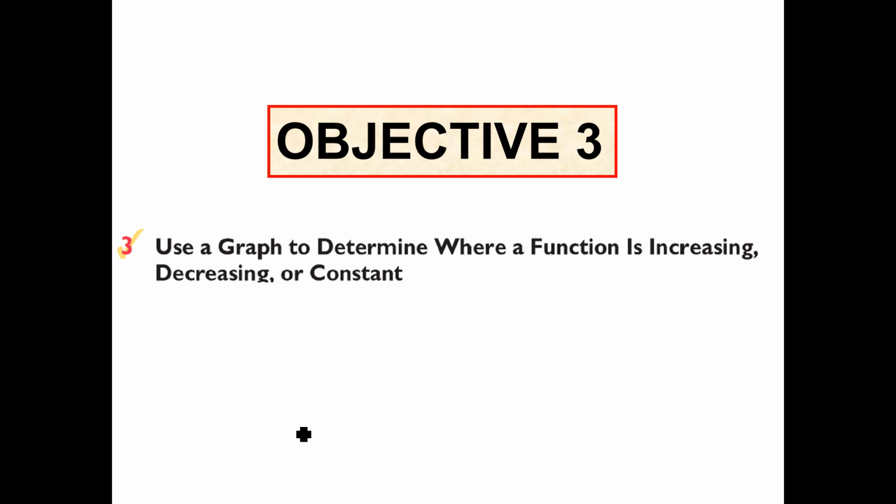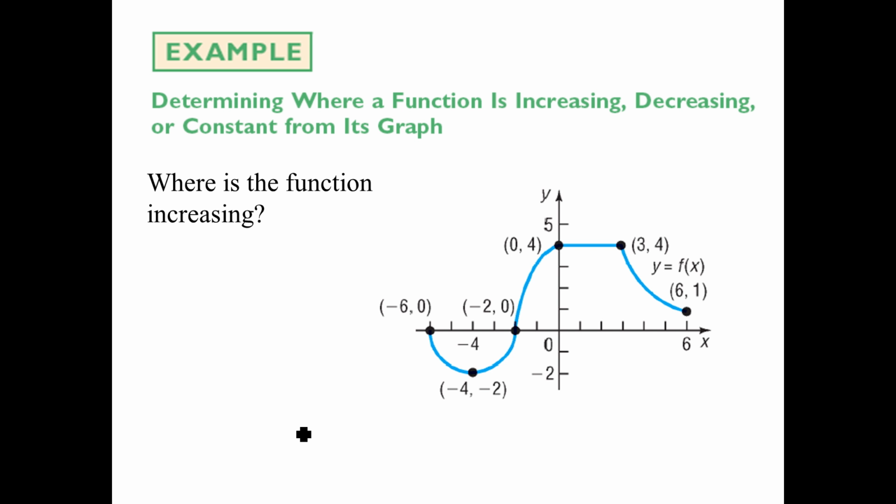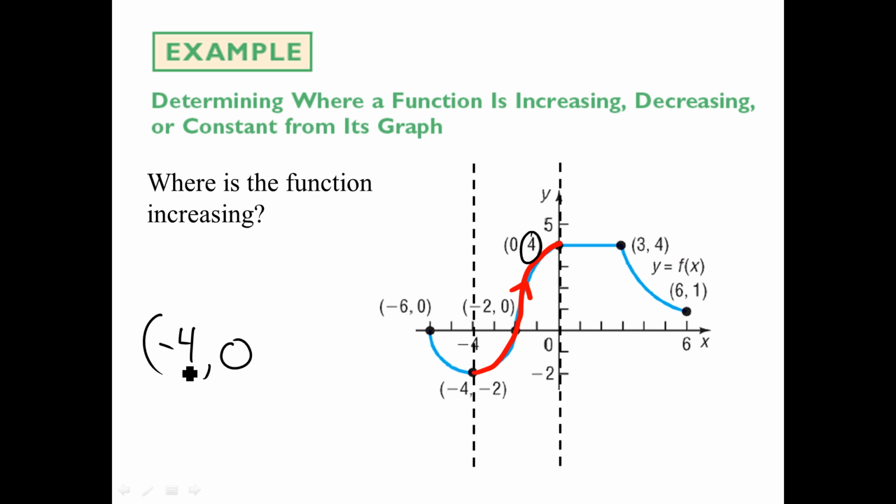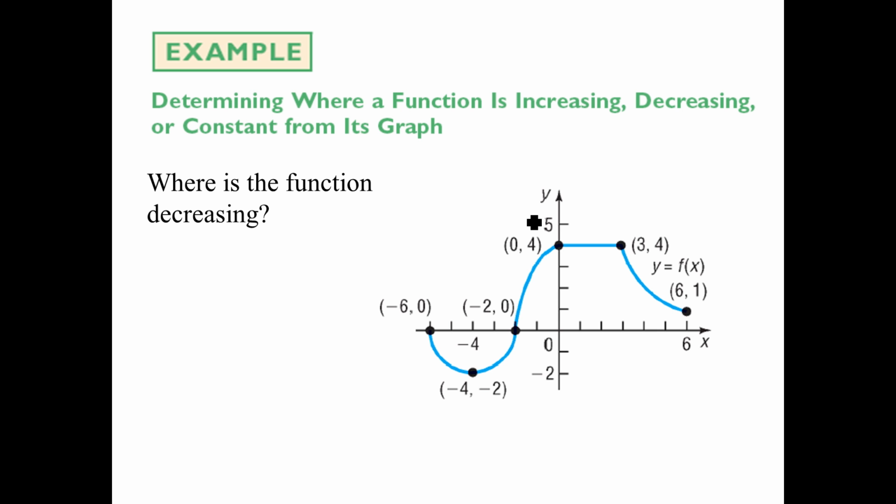Objective number 3, let's determine when a graph is increasing, decreasing, or constant. So if we have a graph that looks like this, when is it increasing? It's increasing, you can see here from the red, between the x values of negative 4, and it's increasing, getting higher, the y values are increasing until it hits 0, 4. So it's increasing until it hits 0 in the x dimension. Right? So we want to say what x values are our y values going up. So these numbers here are going to be the x values that we're pulling off here, the negative 4 and the 0.